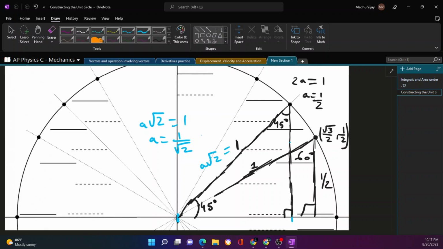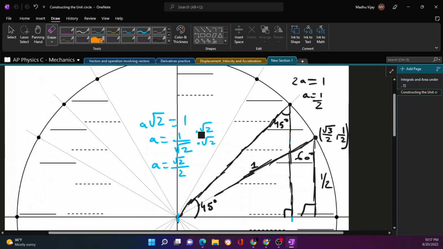Now, if we want to rationalize this, meaning we don't want the square root in the denominator, so we move that to the top, we can do that by multiplying both the bottom and the top by square root of 2. So that's just going to give us square root of 2 over 2. So I completely forgot that a values are not the same because these are two separate triangles that we're dealing with.